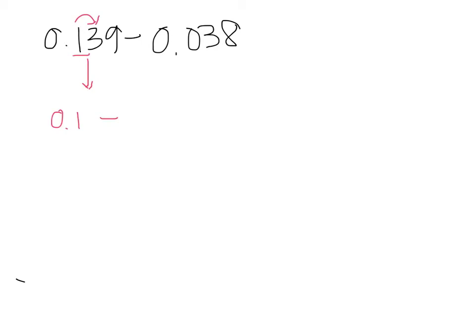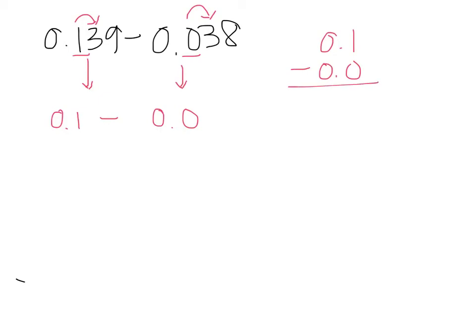Subtracted by, okay, so we look here, and we look at the neighbor, it's a 3, so we let it rest, and that would give us 0.0. Okay? And remember, you want to line it up, okay? So we do 0.1 minus 0.0.